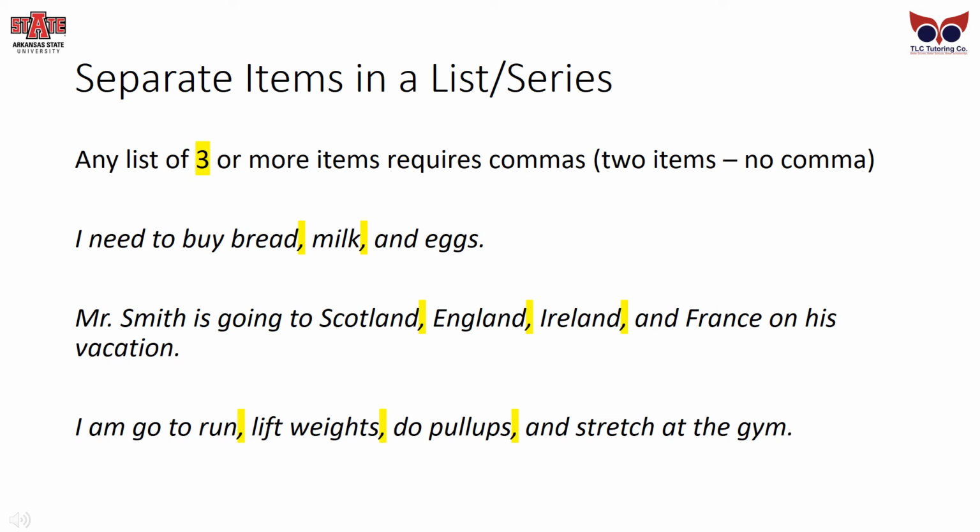In the third example, you'll note, I am going to run, lift weights, do pull-ups, and stretch at the gym. Whether my items are actions, or places, or things, anytime you have more than 2 items in a list, you always use commas.